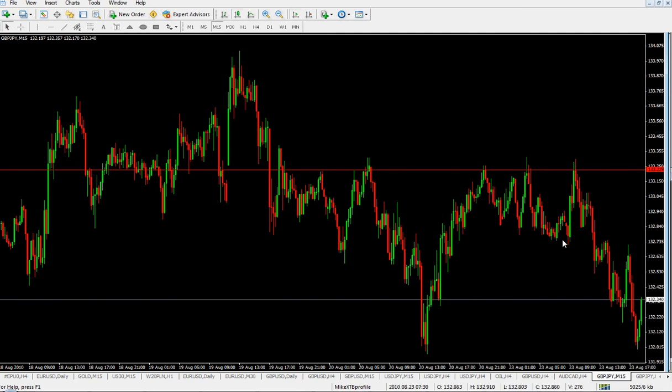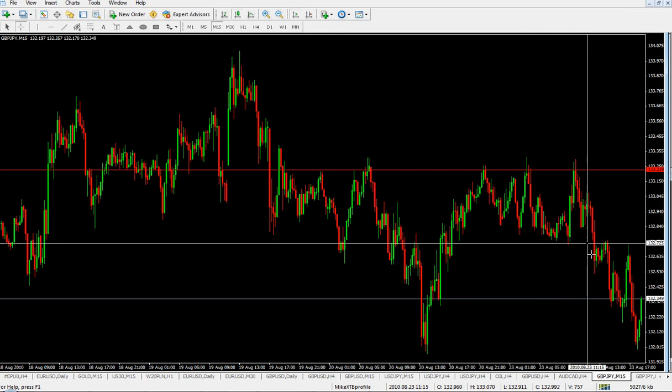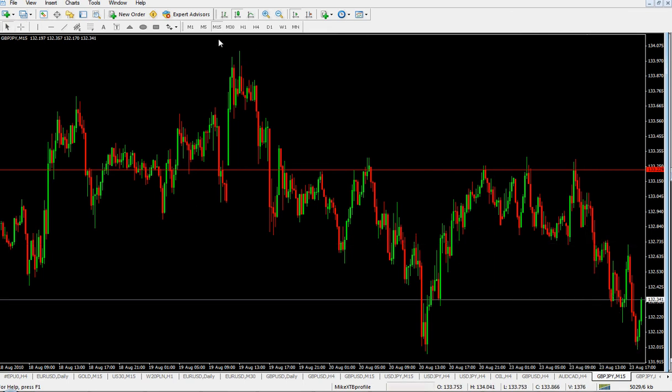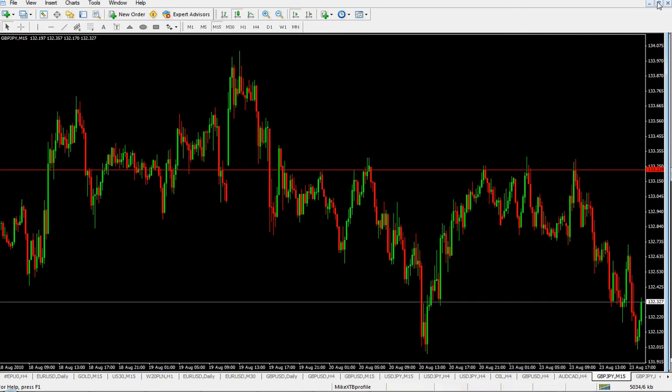So what we see here is this basic pattern made a move worth about 70 pips, but it's on a 15 minute chart, so it's pretty much okay for this kind of time frame.